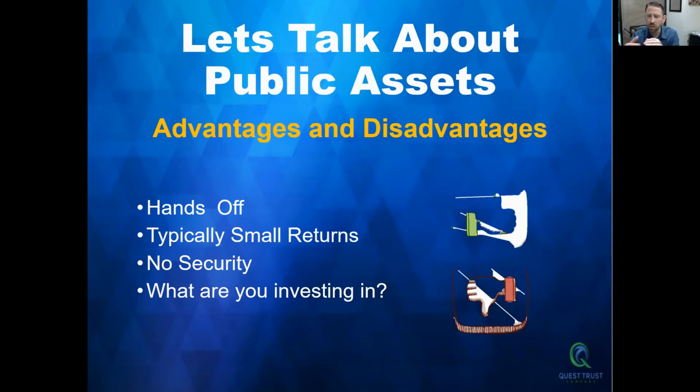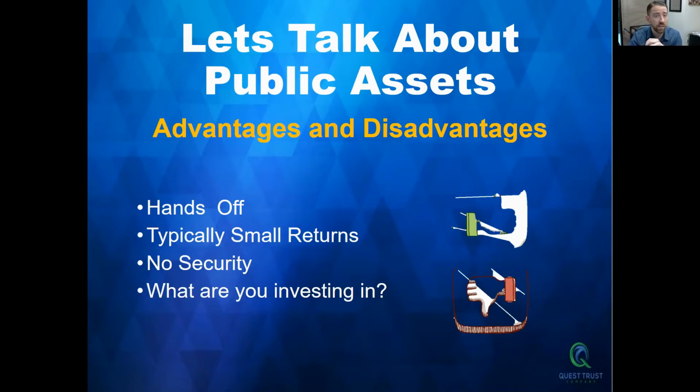If I think of someone like my mom, my mom is not a savvy investor. My mom doesn't like to take the time to look over specific documents. So for her, investing in one of these public type assets, like an annuity, is very hands-off. So I think that's a positive to some degree. It's very hands-off, but unfortunately, typically you get a lot of small returns.